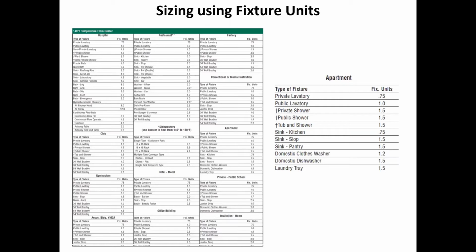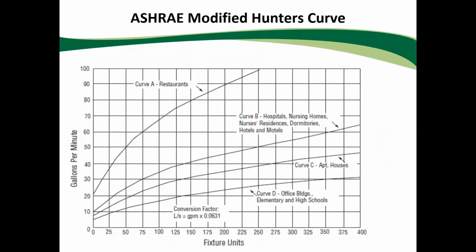So anyhow, I would total up all my fixture units for that building based on this information, and then we use the ASHRAE modified Hunter's curve. This is also in the ASHRAE sizing guide as well. So let's just say I totaled up 100 fixture units, I would then find my apartment housing curve C, curve C in there, which is the second curve up, and it is somewhat of a guess there.